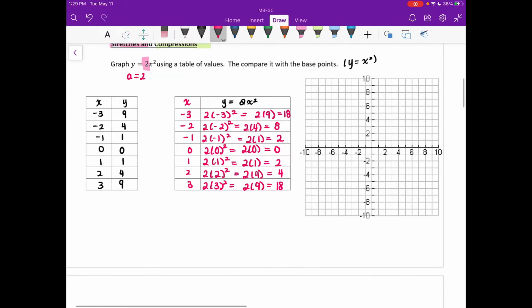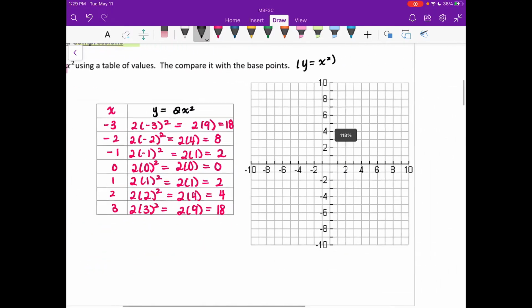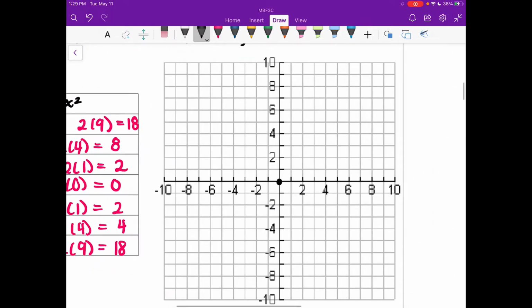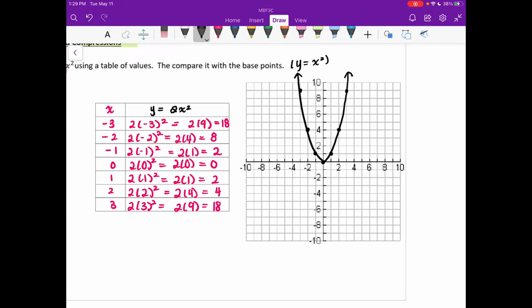I'm going to graph my base function. So I'm going to graph the one that I did in black over here, the regular one. I'm just going to draw in my parabola. Okay. And then I'm going to draw in my pink one.